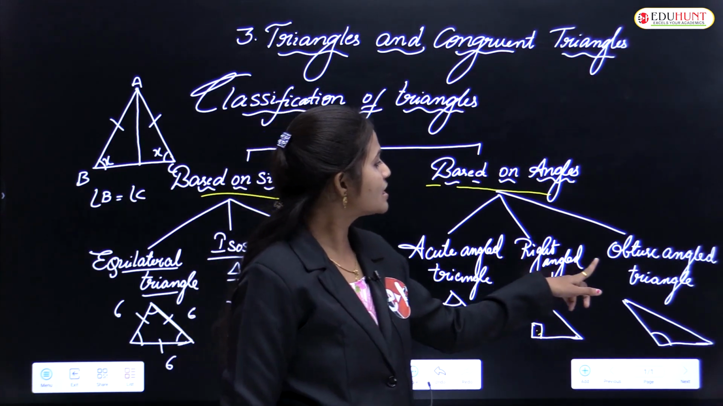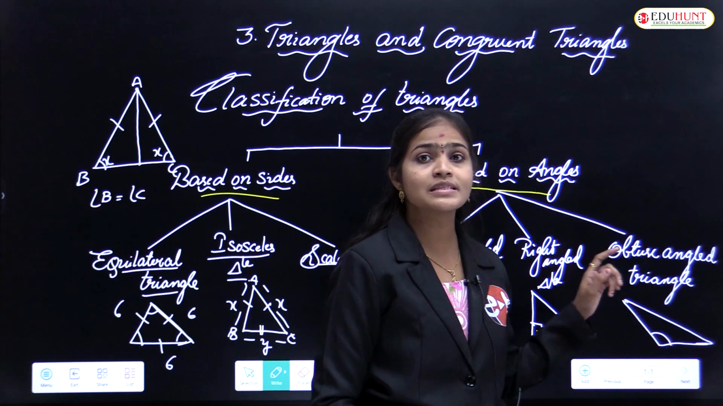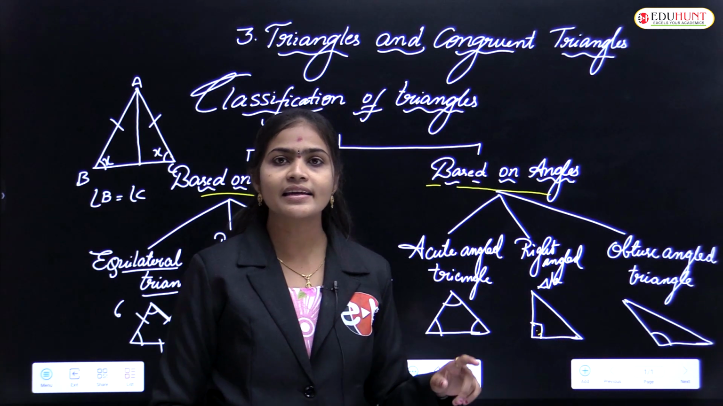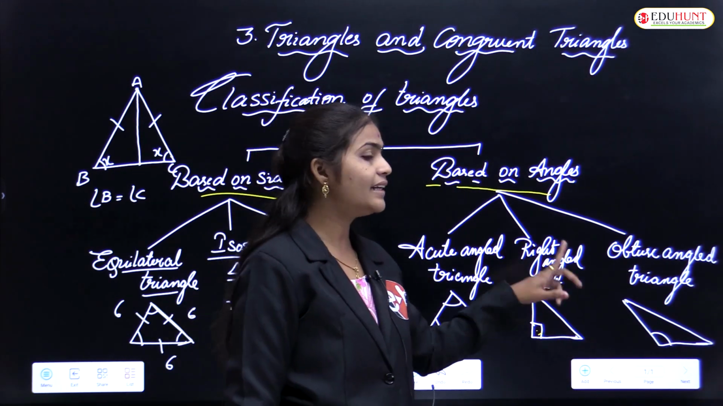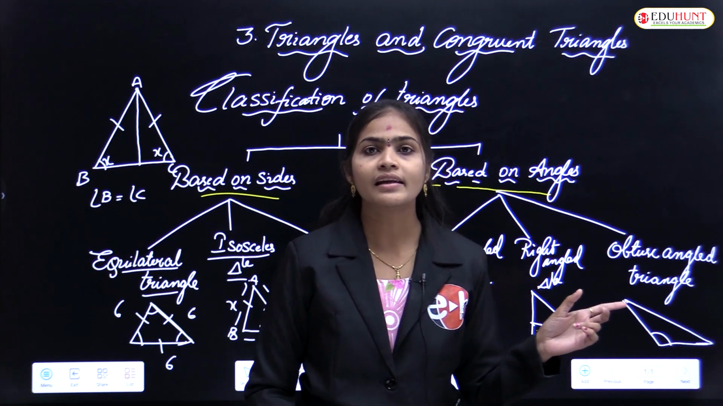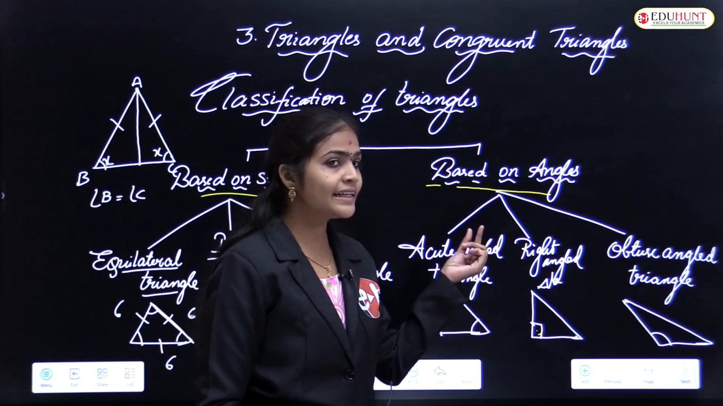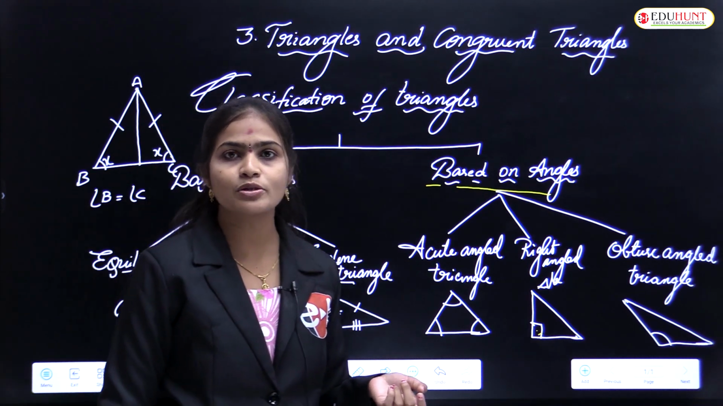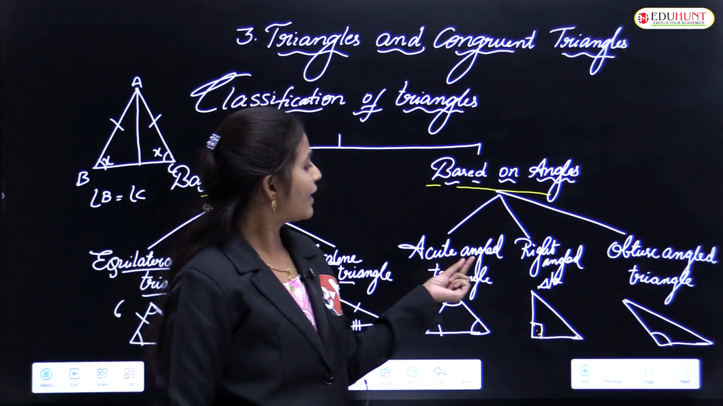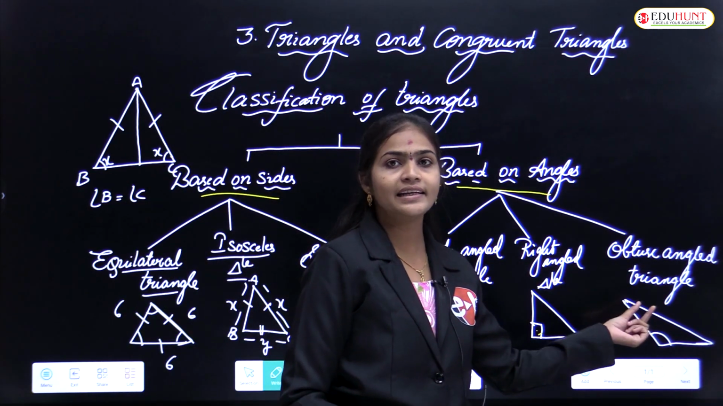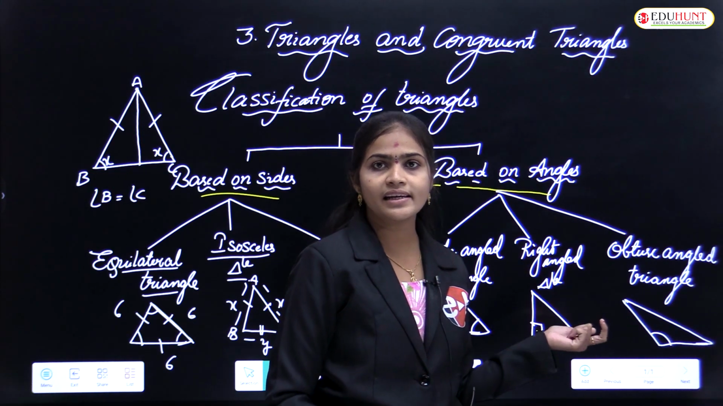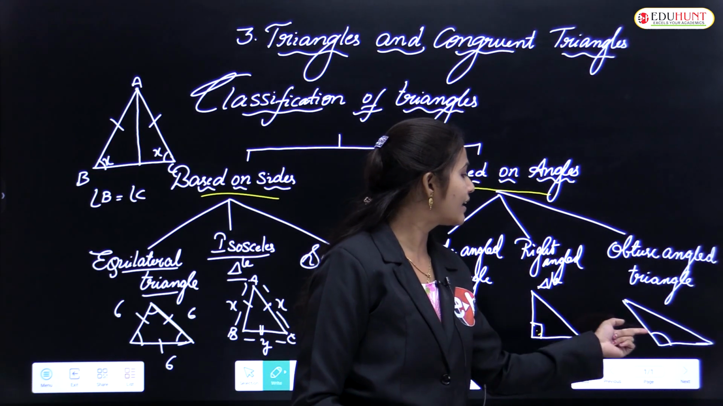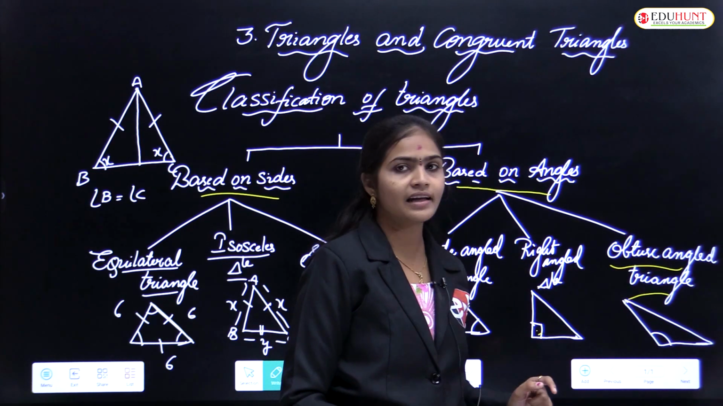Okay, coming to the obtuse angled triangle. An obtuse angle means an angle which lies between 90 and 180 degrees. So any angle from 91 to 179, we will call an obtuse angle. So when the angle lies between 90 and 180 degrees, we call that triangle an obtuse angled triangle.